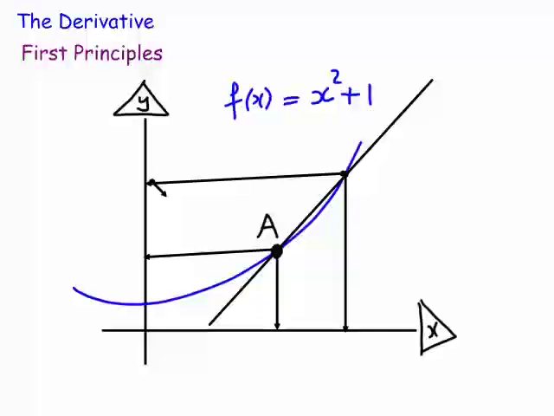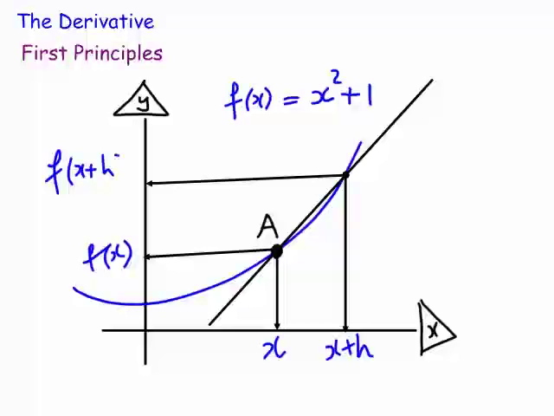Sorry, this line's not terribly parallel, so let's move it up a bit. Here we have an x and y coordinate. Let's label some of these spots. Let's call this x, with the value f of x. Over here, let's call this x plus h, a small distance further along the x-axis than x. The value on the y-axis is f of x plus h.